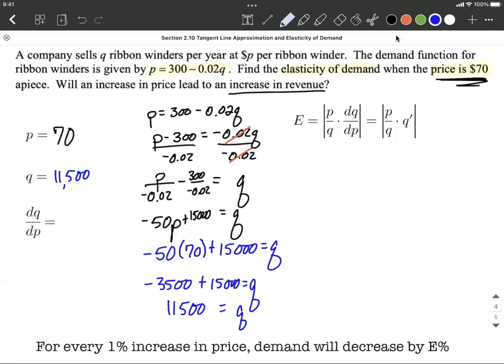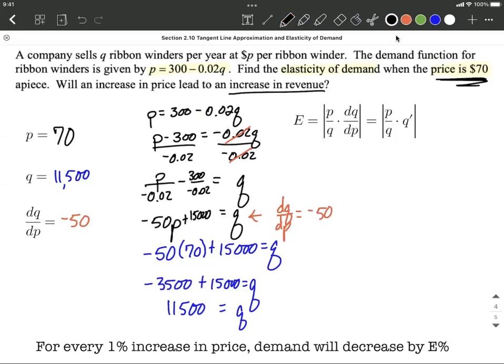All right, the very last thing we need is dQ/dP, the derivative of Q with respect to P. To get this, I'm going to go to our demand function with Q on one side by itself, and dQ/dP will be negative 50. It's a linear function, so the derivative is going to be the slope of that linear function. In this case, we don't have a variable with that, it's just going to be negative 50.